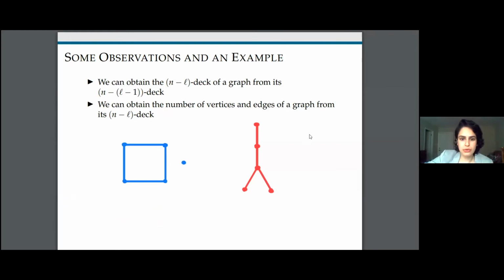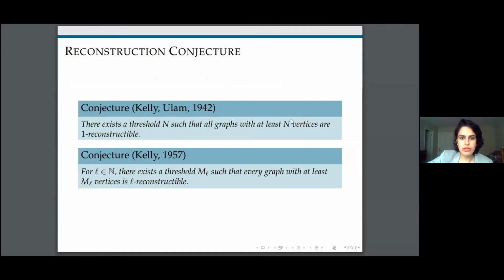Okay, moving forward. The main reconstruction conjecture came from Kelly and Ulam in 1942. Back then they thought that there has to be a threshold for the number of vertices such that all graphs with at least that many vertices are 1-reconstructible. Again, what that means is we're deleting just one vertex. So we have n different subgraphs of the graph, and they thought that at some point, for large enough n, we should be able to reconstruct it.